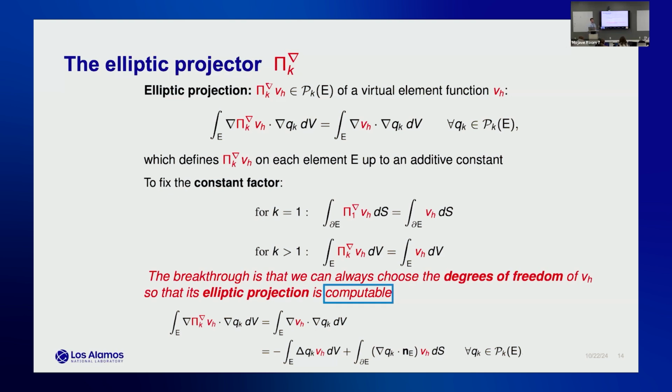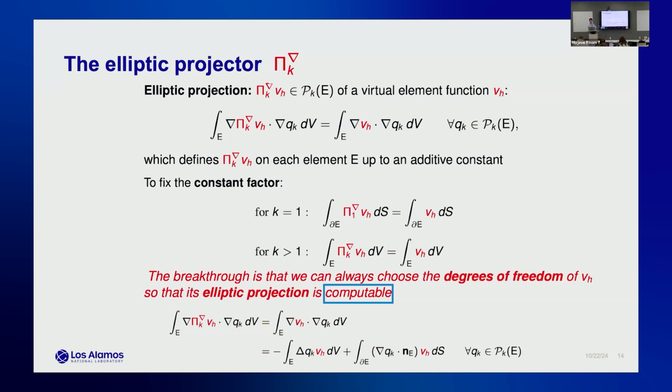If you look at the bottom equation of this slide, this is the definition of pi k nabla. On the left-hand side, the projection of VH is a polynomial, so the left-hand side is computable. On the right-hand side, we don't know what VH is. So how can we compute it? We do integration by parts. Then we split this into two parts, an integral inside the element and also the surface integral, or the boundary integral. In the boundary integral, the first term in the bracket is a polynomial.